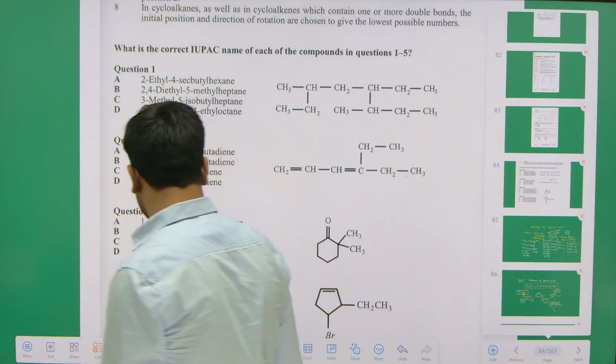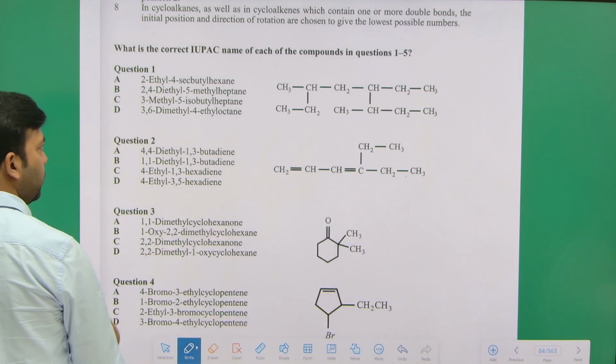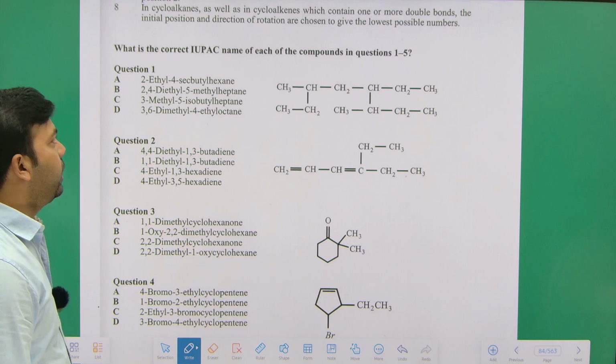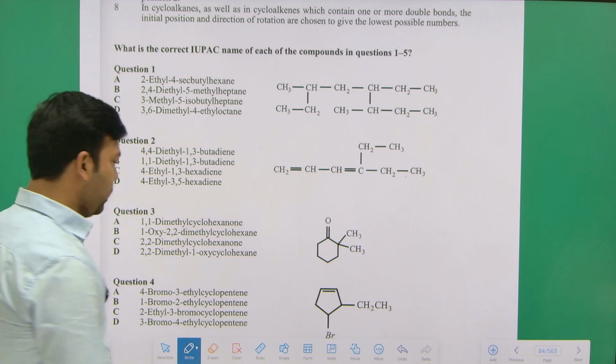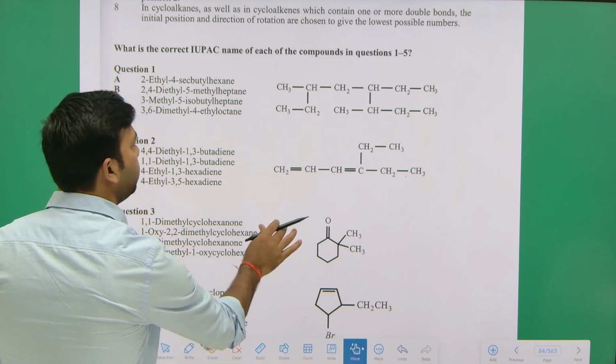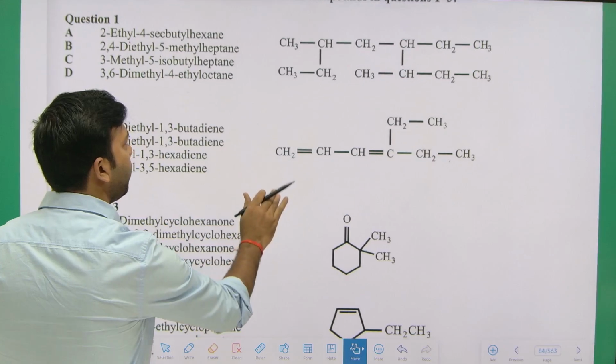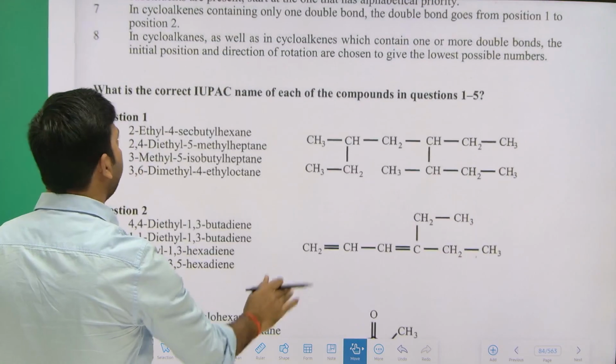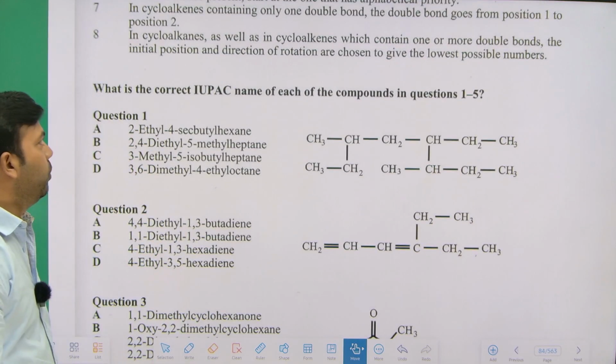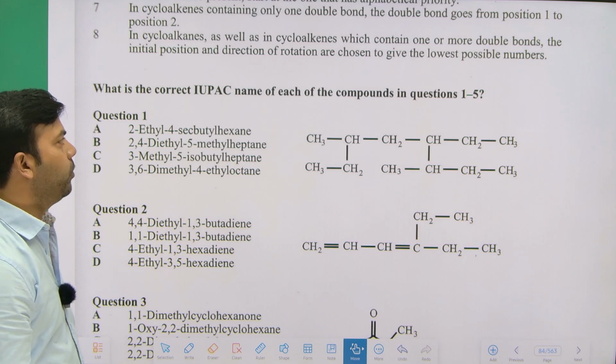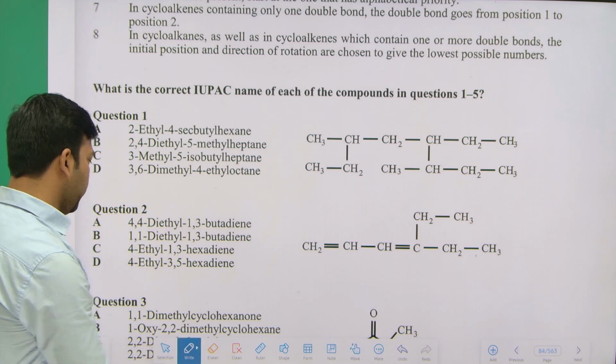So look at this question. What is the correct IUPAC name? I think it is visible. I can zoom this a bit more. Yeah. Look at the very first question: what is the correct IUPAC name of each of the compounds in questions 1 to 5?